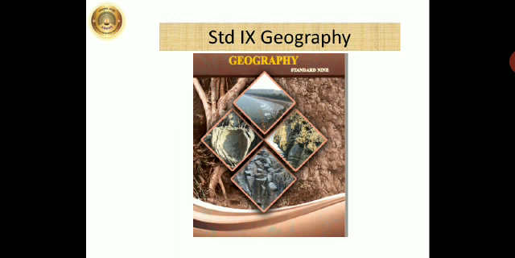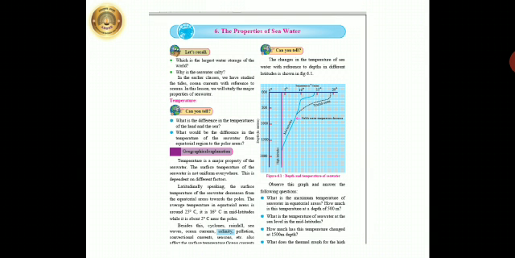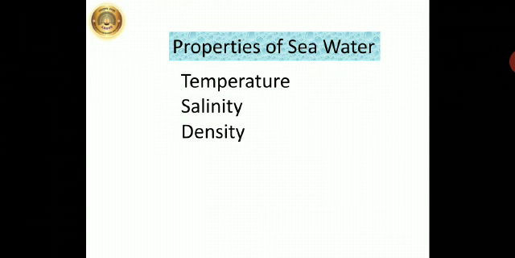Standard 9th Geography. Lesson number 6, The Properties of Seawater, Part 2. Students, in the last video we have seen the properties of the seawater. The properties of seawater are the temperature, salinity and density. In the previous video we have seen the temperature and the salinity of the seawater. Now we are going to study the density.